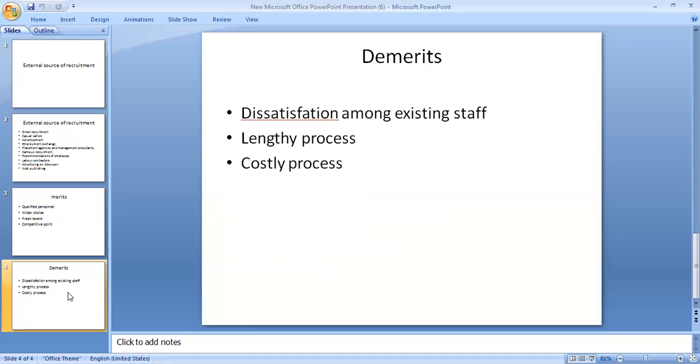In external source of recruitment, you have a lot of procedures. It's not as easy as you think in case of internal source of recruitment. It's a lengthy process. And the next one is that it is costly. Obviously, when you maintain a lot of procedures here, you need to spend a lot of money. So all these things come under external source of recruitment. Hope you guys are clear with the concepts. So let me get connected with some other topic next time.